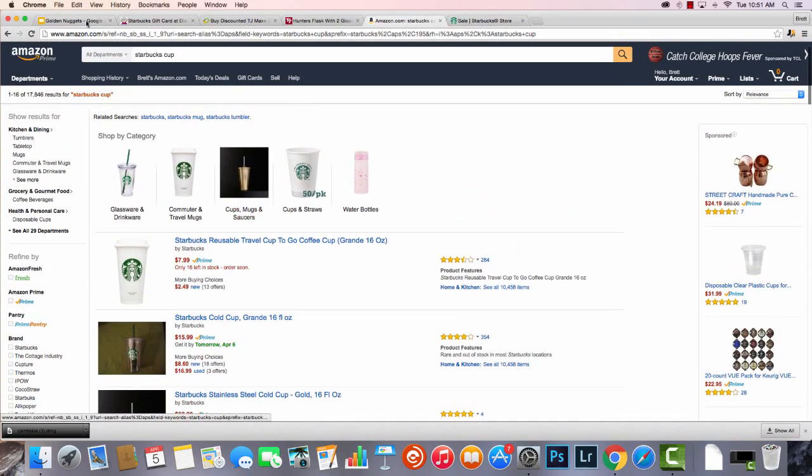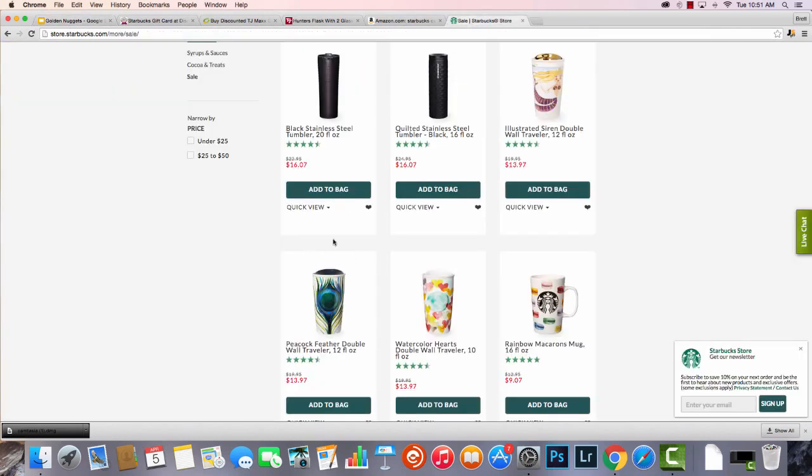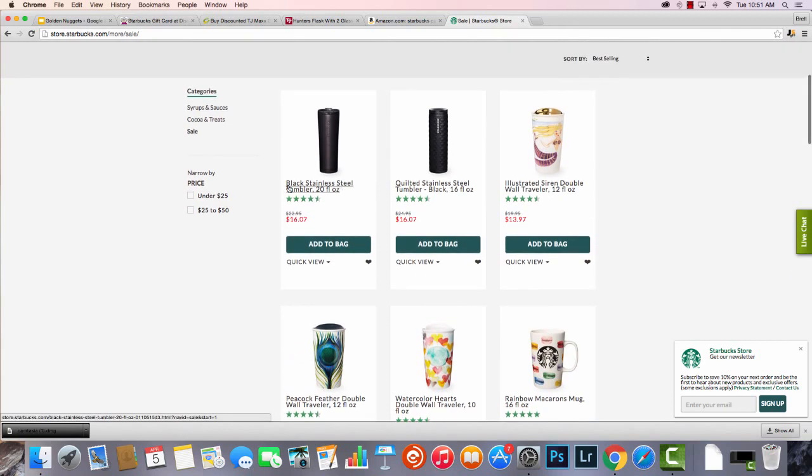Okay, and remember now, we're skipping to number 2. Sell products using high converting search terms. We're not necessarily collecting the data on how many people search for Starbucks. It's good to know. I mean, you already know it's a lot, right? So we're really going to leverage the Starbucks brand name to sell these products.